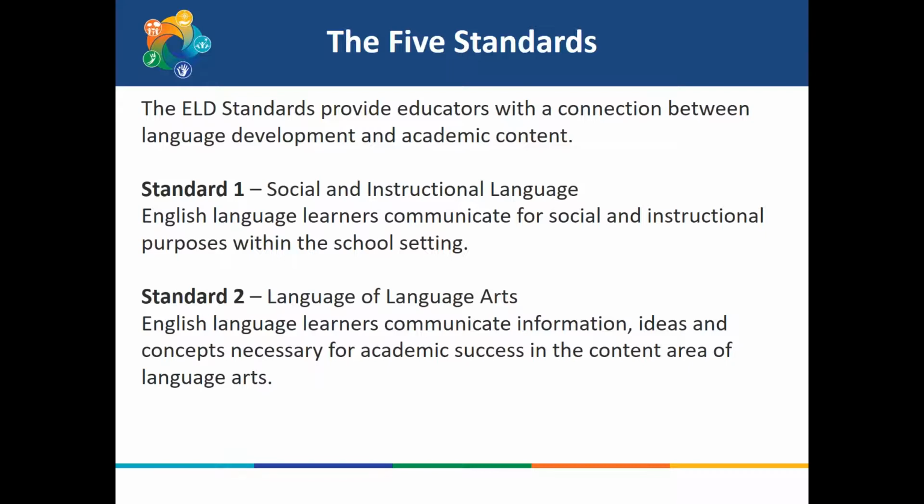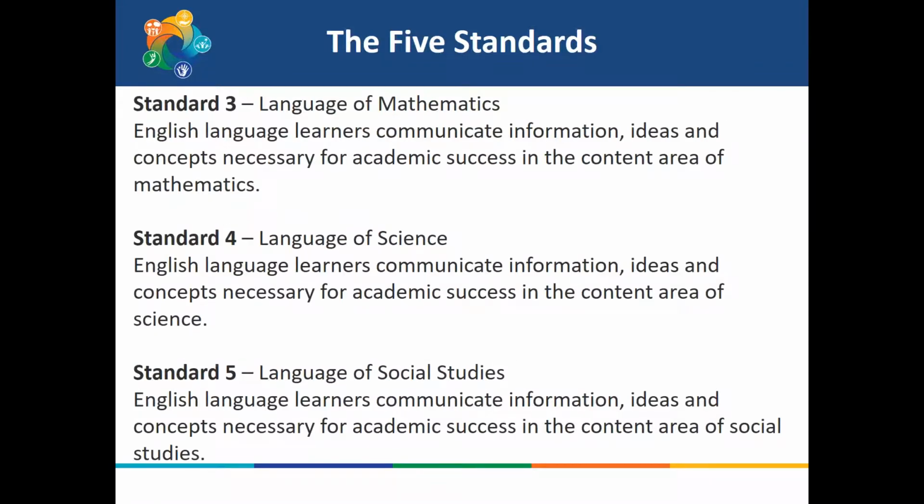Standard one looks at how English learners communicate for social and instructional purposes within the school setting, and standard two on how English learners communicate information, ideas, and concepts necessary for academic success in the area of language arts. However, the focus cannot be just on standards one and two. The Access assessments and the WIDA standards push educators to think about the language students need in each content area to be successful. The focus has to shift from primarily social instructional language to also the languaging English learners need to be successful in each content area.